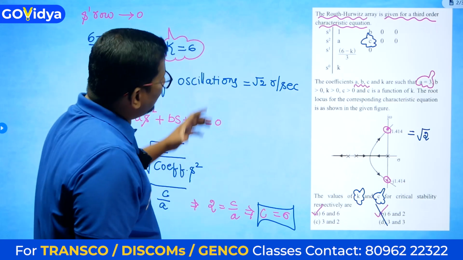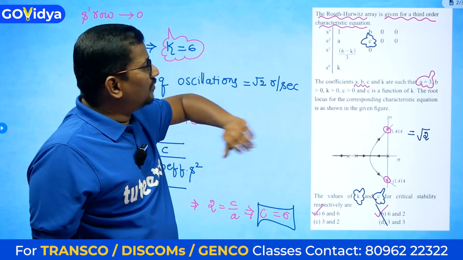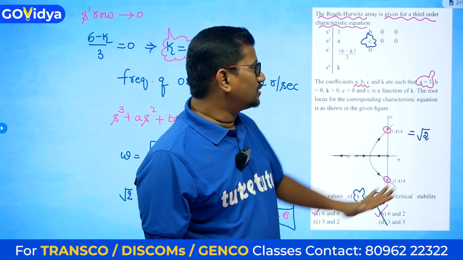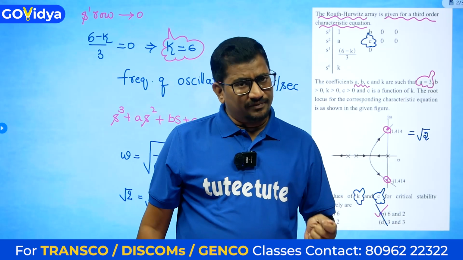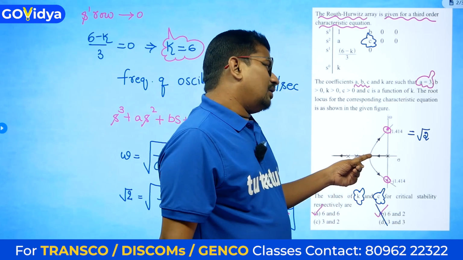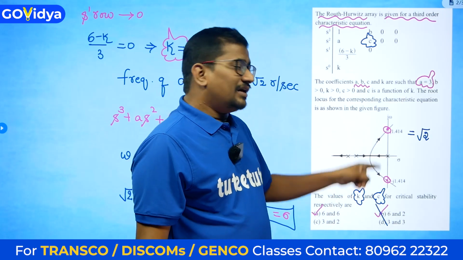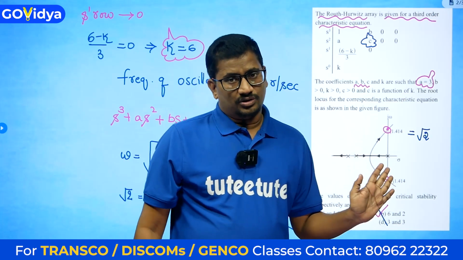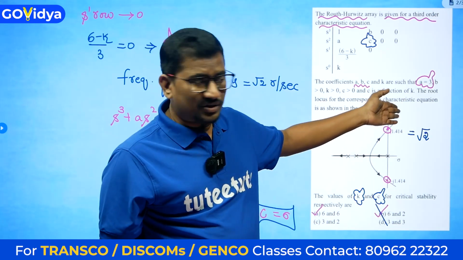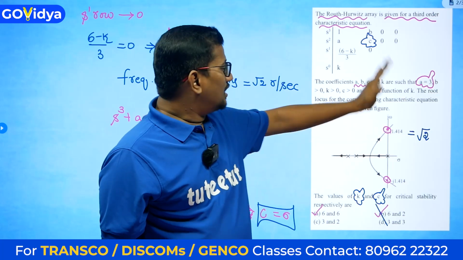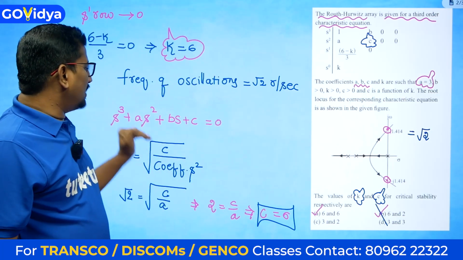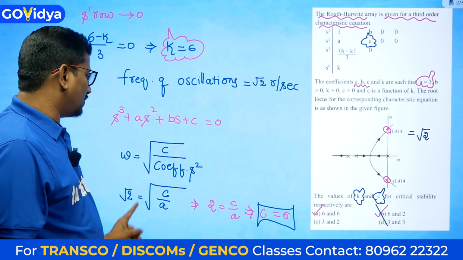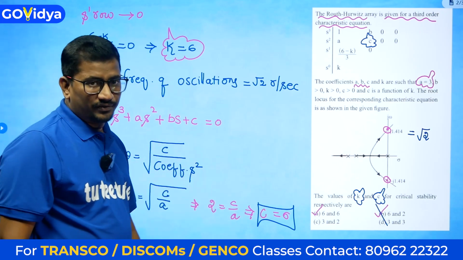This is how the question pattern is so easy. One part they have given as RH criteria, another part as root locus. The trap here is that the point of intersection on the imaginary axis is given. Immediately we have to recollect that it is a marginal stable condition, and only then we will get the frequency of oscillations. Once you get the frequency of oscillations, from RH criteria we know the third order shortcut: the square root of the constant by the coefficient of s square, and finally you get the value of C.